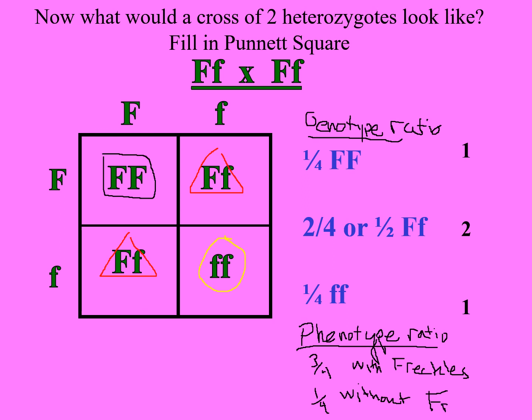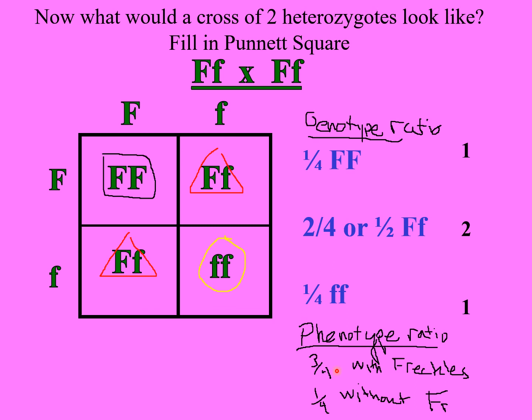So yeah, this person has freckles. Go to my pointer because you can't see my thing here. This person has freckles. This person has freckles. This person has freckles. That's their 3 out of 4 with freckles. And then 1 out of 4 has no freckles. Notice that the ratios must always add up to either 1 or 100%. Again, this would be 25%, 50%, 25%, and that's 100%. And then this is 75% and 25%, and that would be 100%. So the genotype ratio and the phenotype ratio don't always match. You shouldn't always expect them to. Sometimes they do, sometimes they don't.